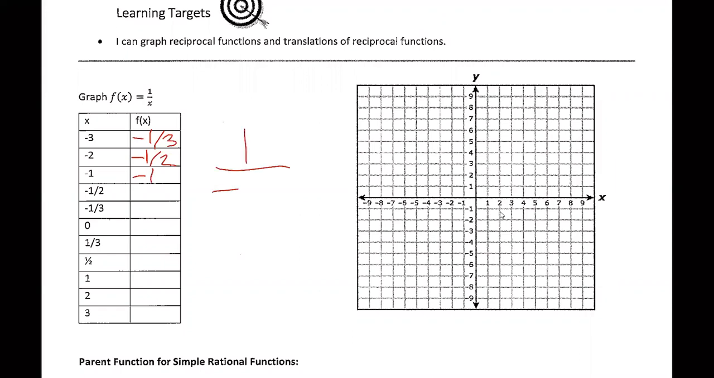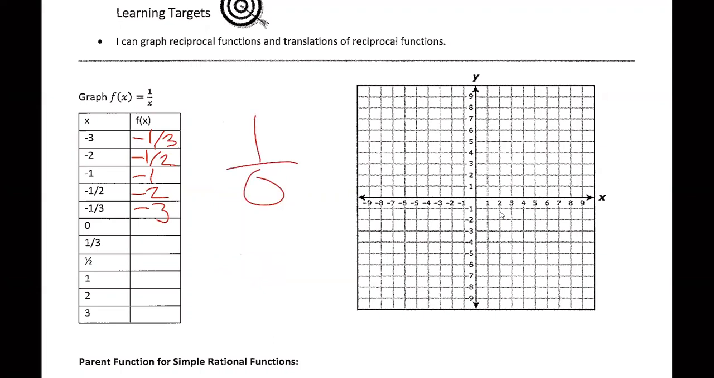If you have 1 over -1/2, just ignore the negative for right now, but how many times does a half go into 1? Well, that would be 2, so that's going to be -2. -1/3. If you think about that, that would be -3. Like, how many times does 1/3 go into 1? Remember, if you divide by a fraction between 0 and 1, your number actually gets bigger. But like I said, we're just plugging these into your calculator.